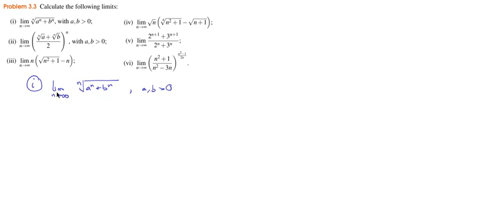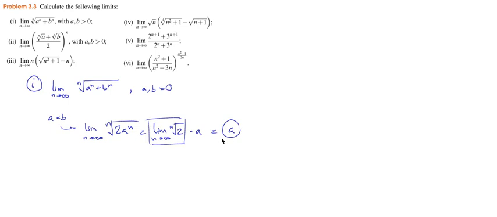First of all, the first thing that comes to mind is if a is equal to b, this reduces to the limit when n goes to infinity of the nth root of 2a to the n, and this is equal to the limit when n goes to infinity of the nth root of 2 times a. But we know that the limit of the nth root of any positive real number is 1, so this limit will be a.